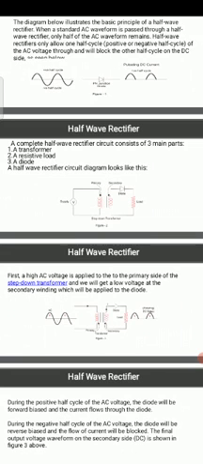First, a high AC voltage is applied to the primary side of the step down transformer, and as a result we get a low voltage at the secondary winding, which is applied to the diode. The transformer output is connected as the input to the diode.